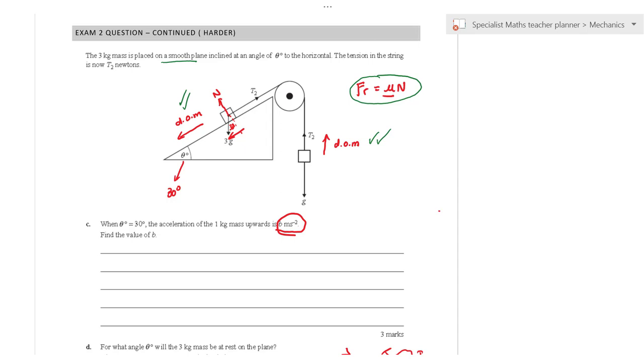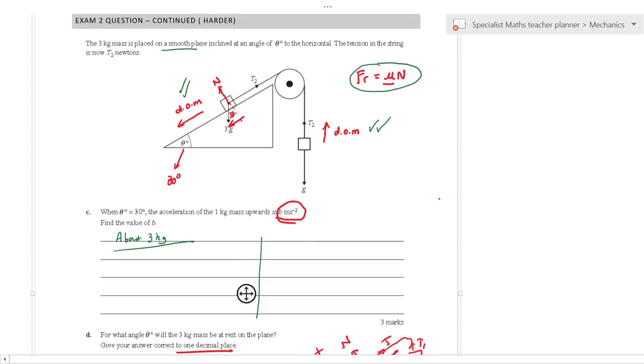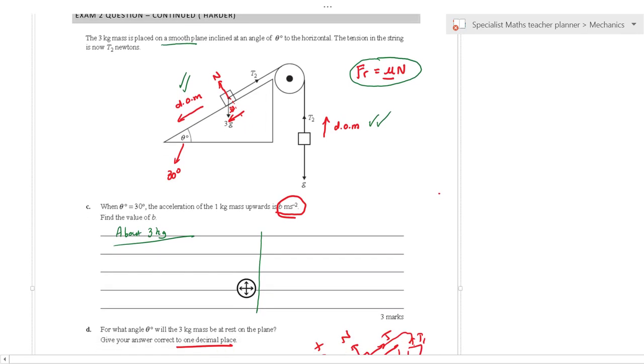So let's go ahead and do the net forces. We don't care about the net forces perpendicular to the plane. So we're going to do the 3 kilogram object. The direction of motion is positive. So we've got the component of the weight force, 3G sine of 30 degrees, which is positive, minus T2, and there's no other forces acting parallel to the plane. That's it. And that is equal to 3A, force equals mass times acceleration.